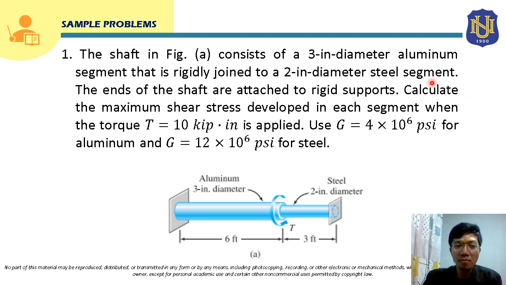Calculate the maximum shear stress developed in each segment when the torque T equal to 10 kip-inches is applied. So this is the applied torque T. Use modulus of rigidity equal to 4 times 10 raised to 6 psi for aluminum, and for steel that is 12 times 10 raised to 6 psi. So let's solve this problem.